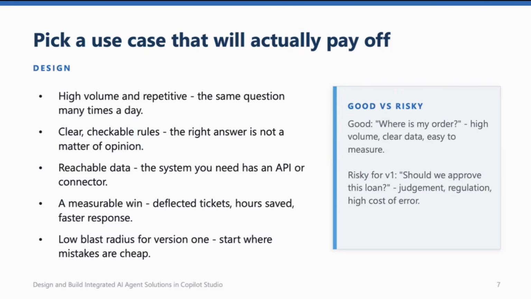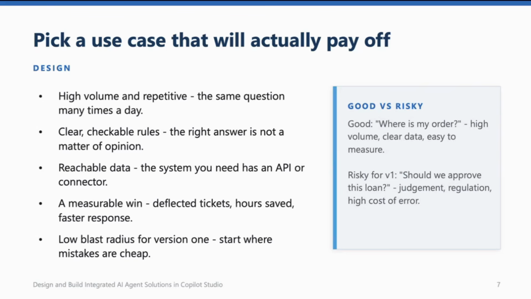Team, when you are going to design an agent, the very important thing is that you must have a requirement for that agent, the purpose, why you want to create an agent. Not every problem deserves an agent. Use these five tests: high volume, clear rule, reachable data, measurable win, and low risk for version 1.